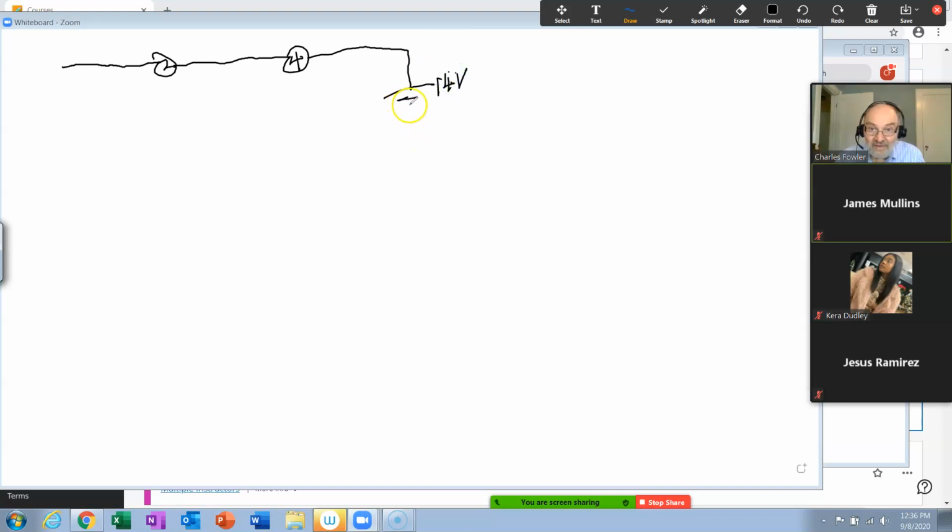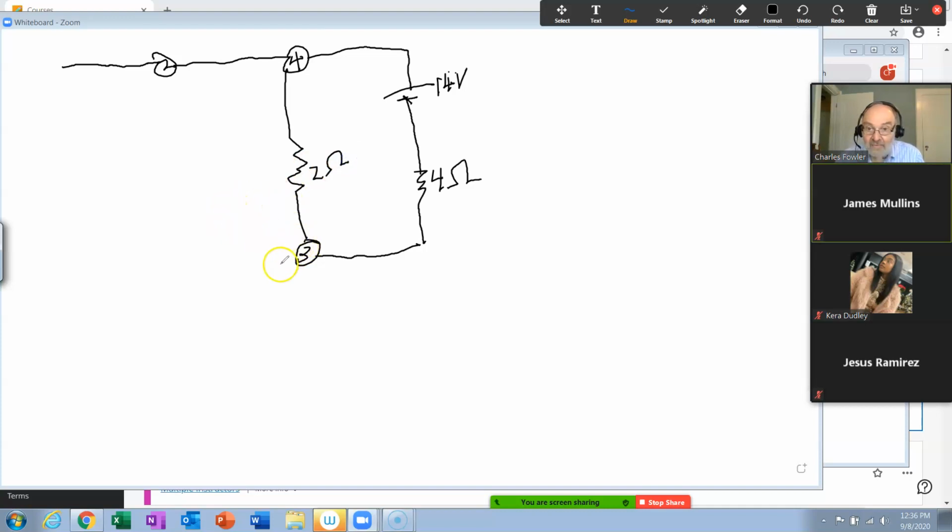14 volts in that direction with a 4 ohm resistor. Take a corner here, hit another junction here, 3, go up from 3, hit another resistor here. That makes its way to 4. This is a 2 ohm resistor.